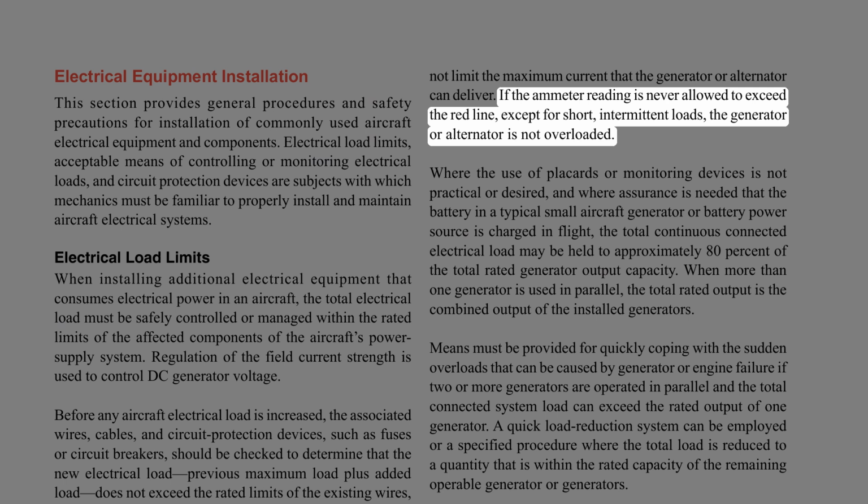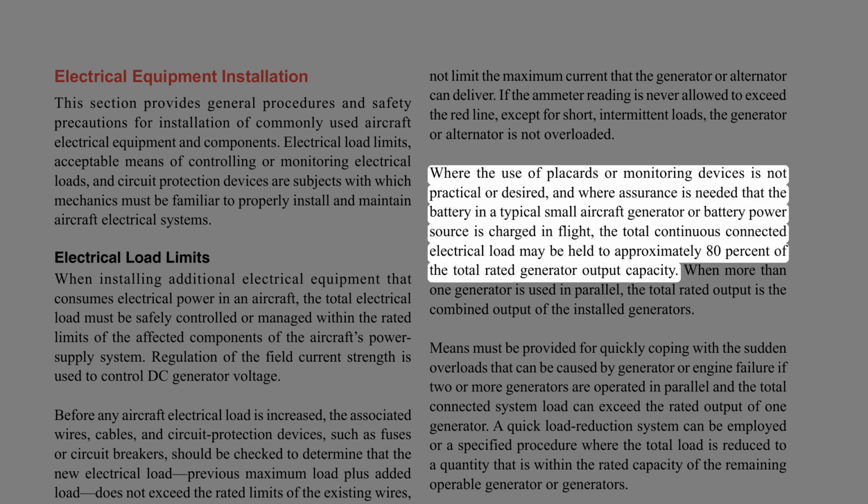If the ammeter reading is never allowed to exceed the red line, except for short, intermittent loads, the generator or alternator is not overloaded. Where the use of placards or monitoring devices is not practical or desired, and where assurance is needed that the battery in a typical small aircraft generator or battery power source is charged in flight, the total continuous connected electrical load may be held to approximately 80% of the total rated generator output capacity.